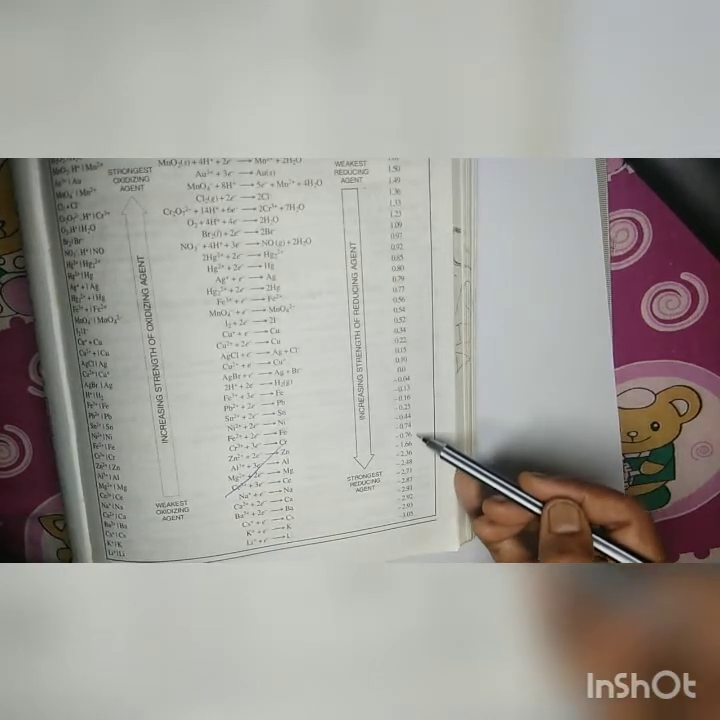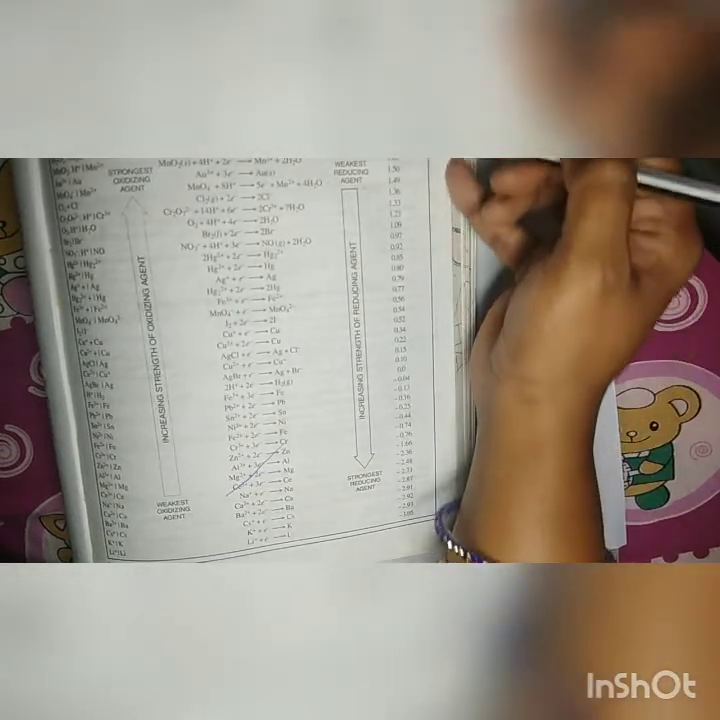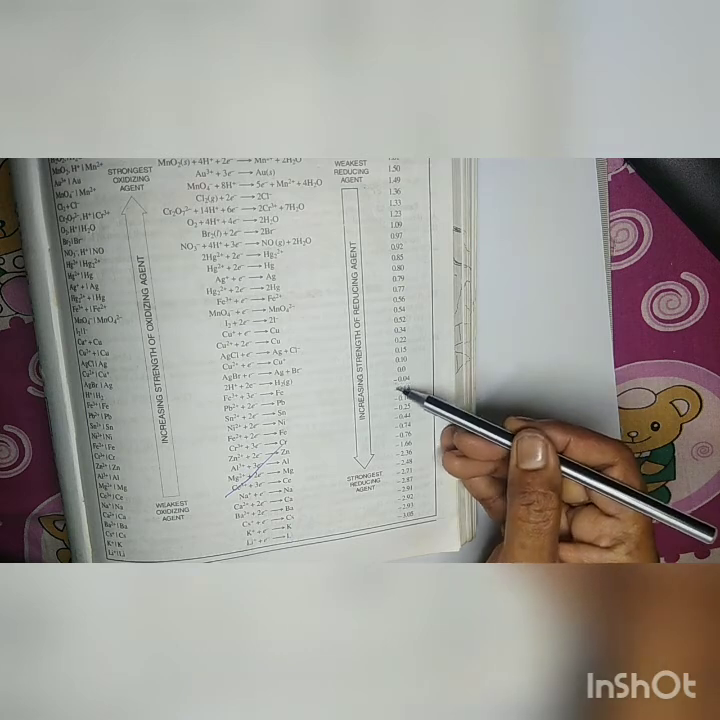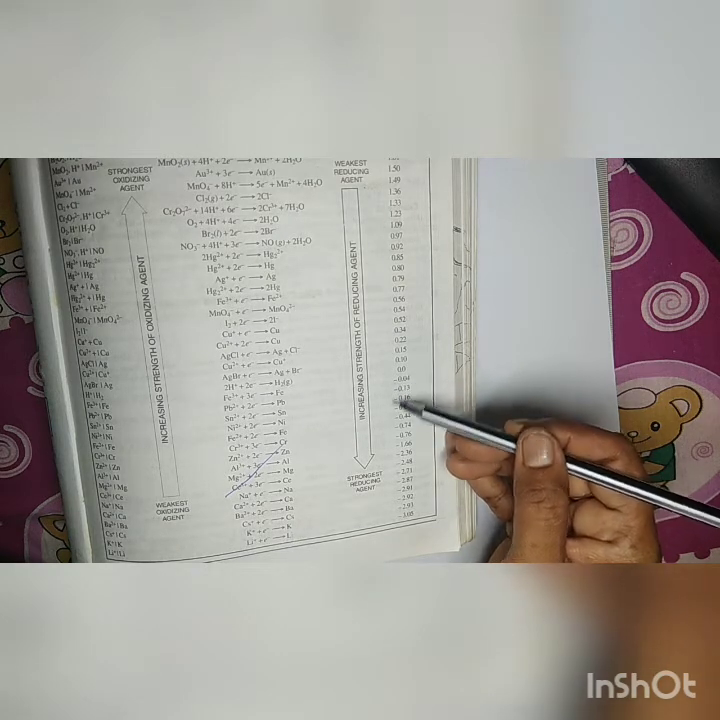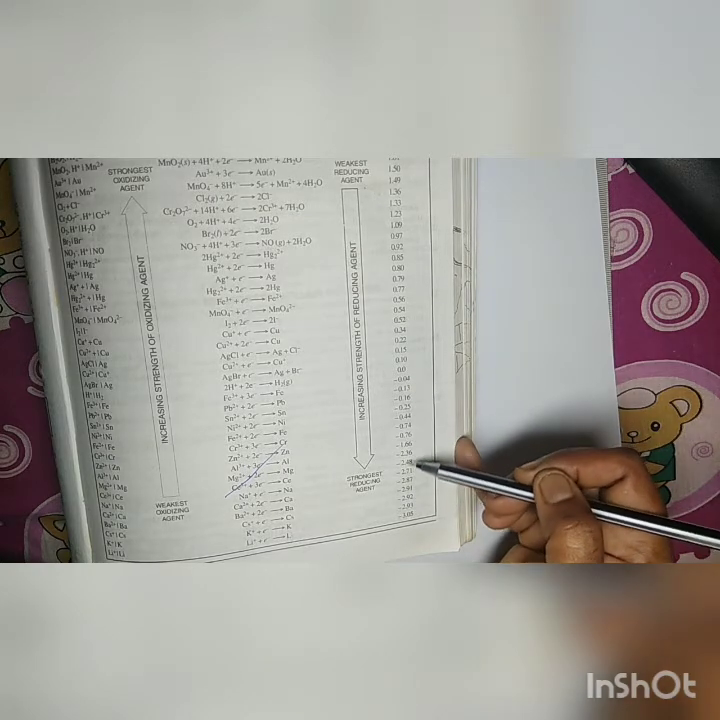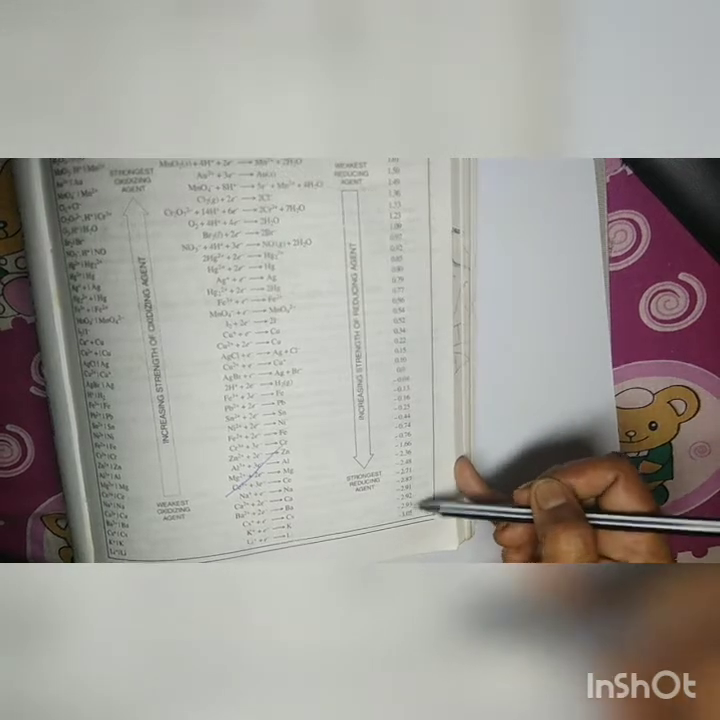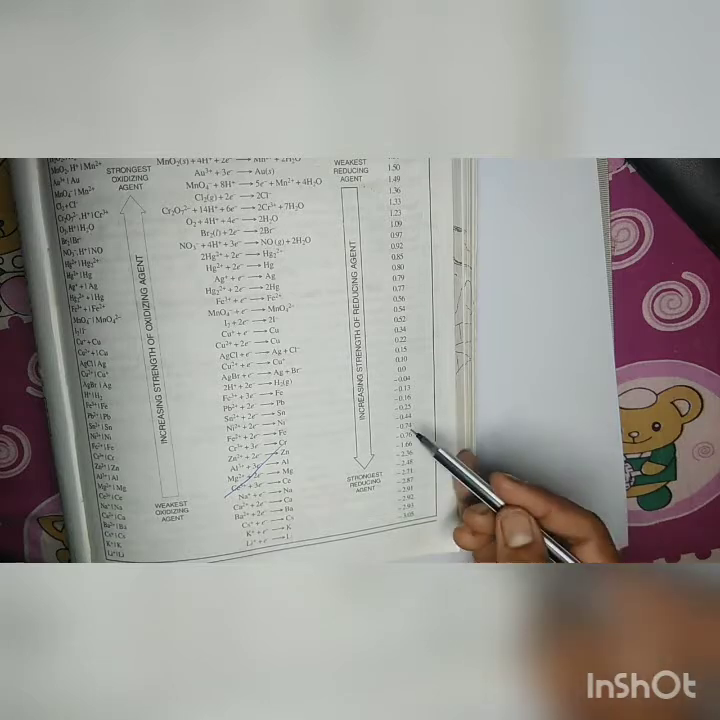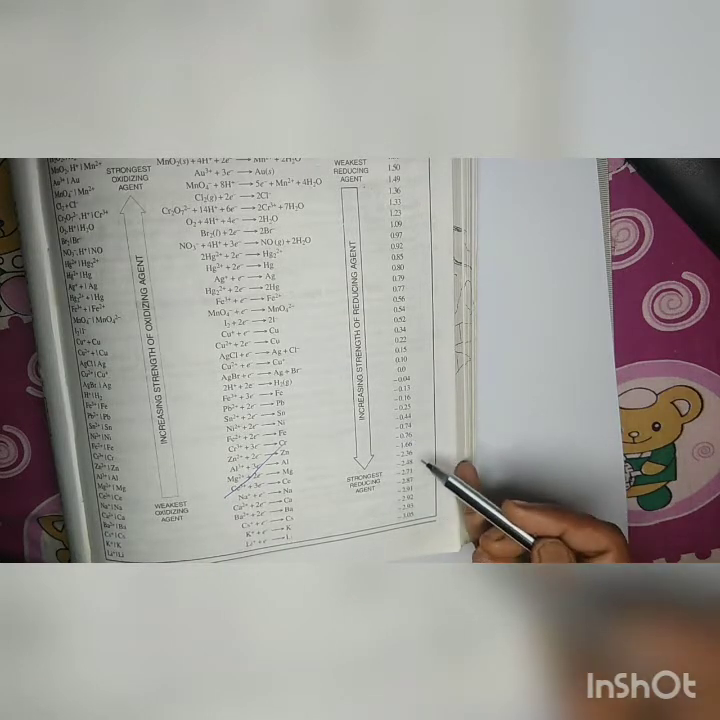These negative values mean these are oxidation potentials, and these positive values mean these are reduction potentials. So any electrode having negative values of reduction potential has higher oxidation potential. So more oxidation potential, or negative value, means these elements are more reactive as compared to these elements. Also, it is a fact that a more reactive element can displace hydrogen from mineral acid.